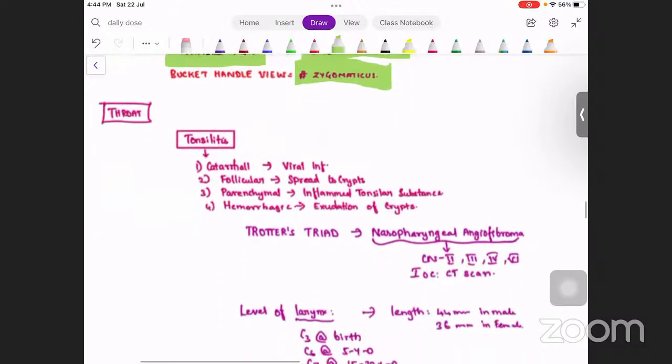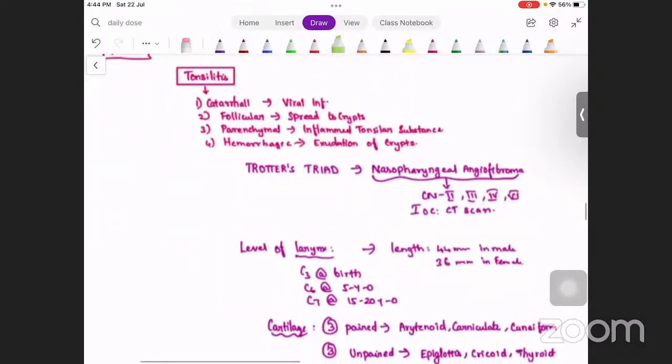Then you have the throat. Tonsillitis: catarrhal, where you may see a viral infection associated with it; follicular type of tonsillitis, with spread of crypts; parenchymatous one, with inflamed tonsillar substance; and a membranous one, with exudation of crypts.